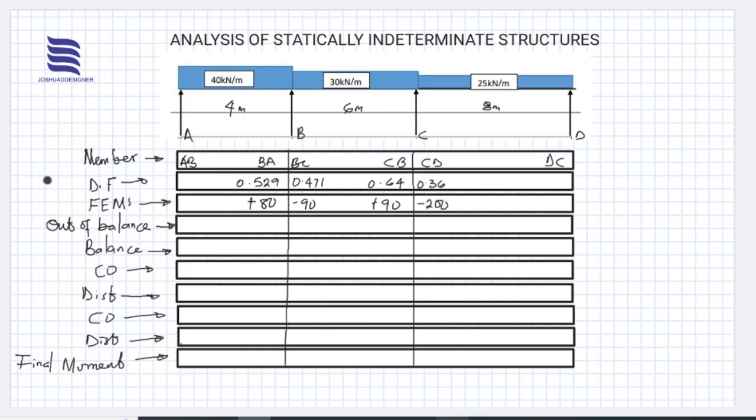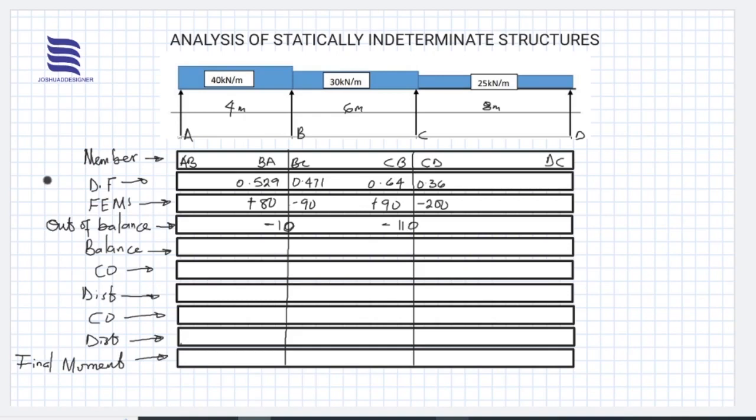And you discover that there is an unbalanced moment somewhere around there, because these fixed moments are practically not balanced, so we need to look into them and create a balance before we can proceed. So we have plus 80 minus 90, that will give us minus 10. So that's the unbalanced or out of balance moment that we have here, right? Plus 90 minus 200 will give minus 110. That's the unbalanced or out of balance moment that we have here.